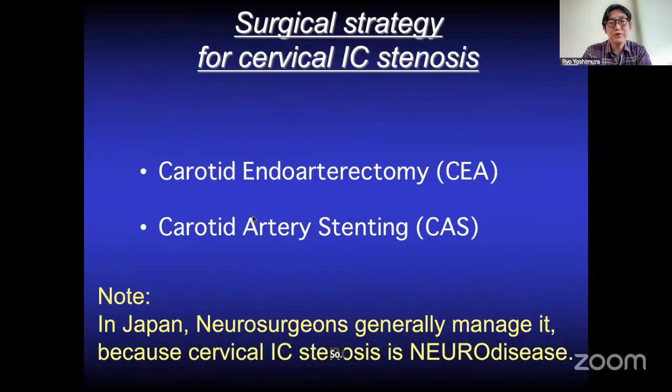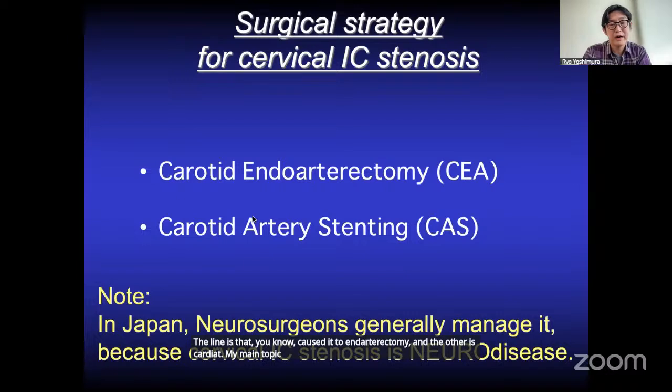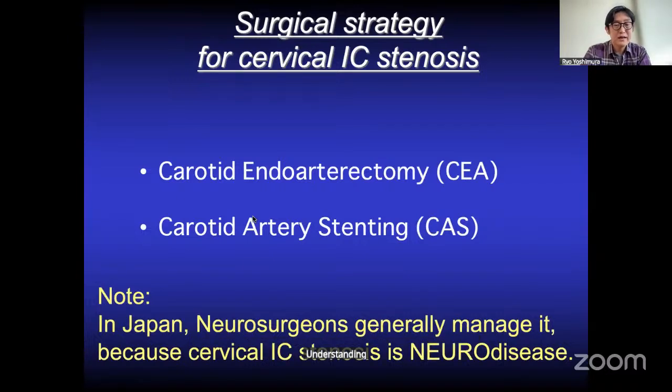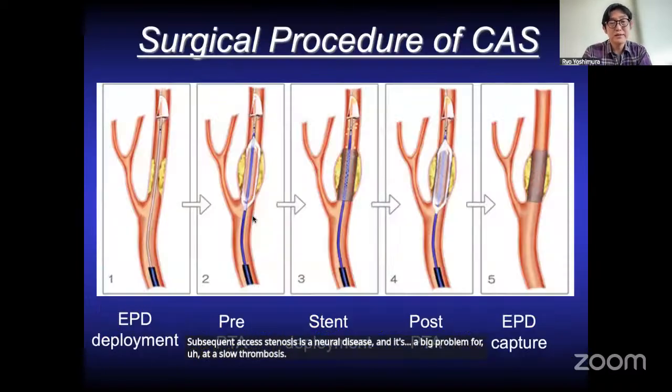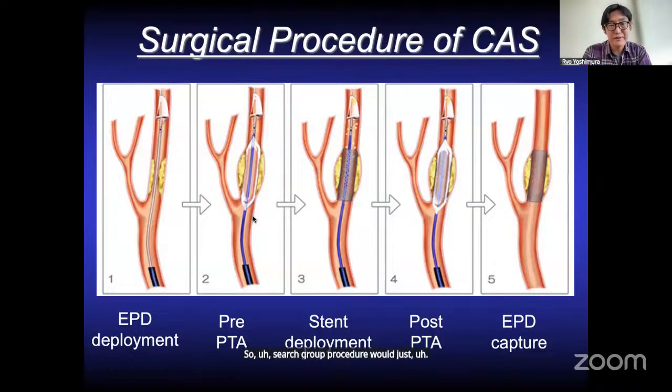So we have two options of surgical strategy for cervical ICA stenosis. One is carotid endarterectomy, and the other is carotid stenting. My main topic is carotid stenting, which we call CAS. Notably, in Japan, neurosurgeons generally manage cervical lesions because cervical ICA stenosis is a neuro disease and it's a big problem for atherosclerotic thrombosis.